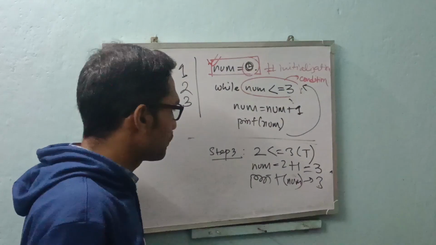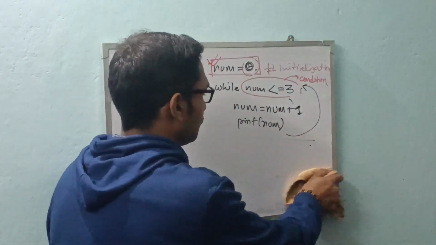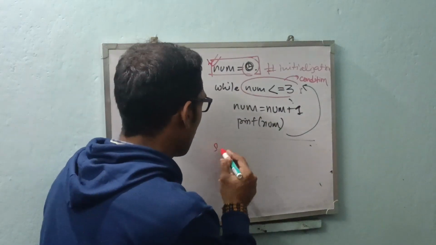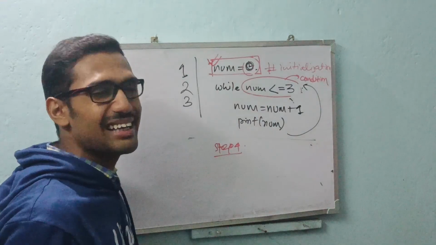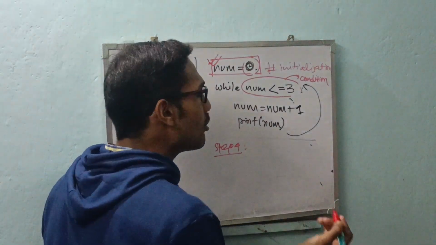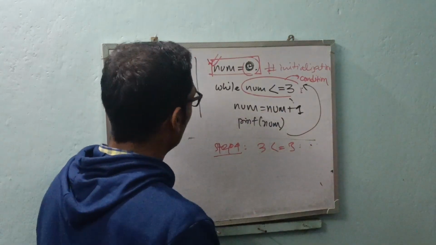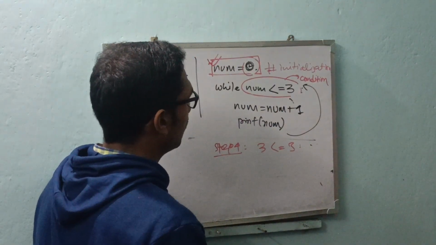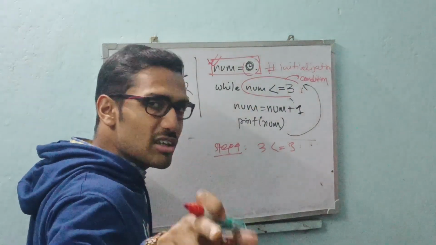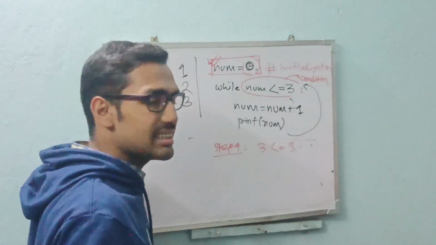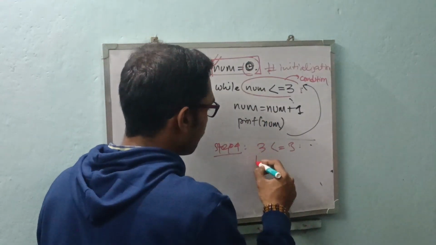Okay. Now, so the current value of num is what? It's 3. Okay. Now, after that, step 4 will get executed. Okay, let me write it with red pen only. So the current value of num is what? It's 3. Is 3 less than equals to 3? Yes, it's true. Since it is equals to 3, that's why this condition gets true. So again, it will move into the body.